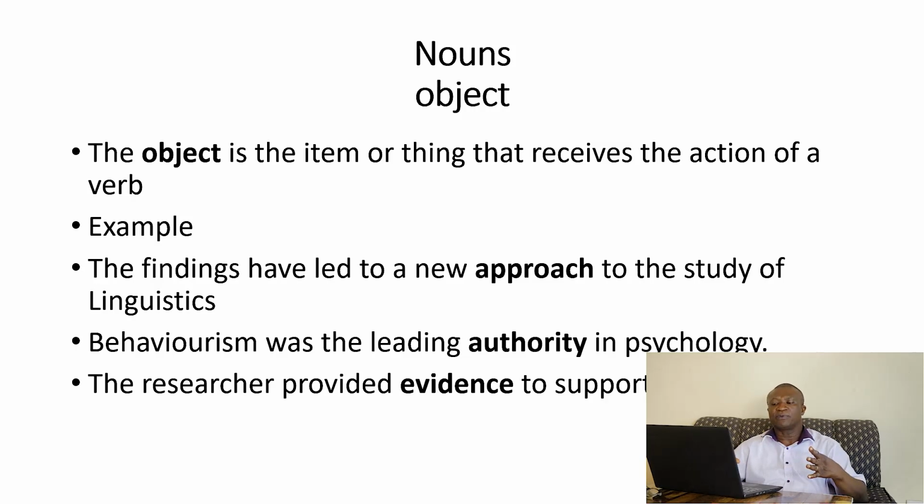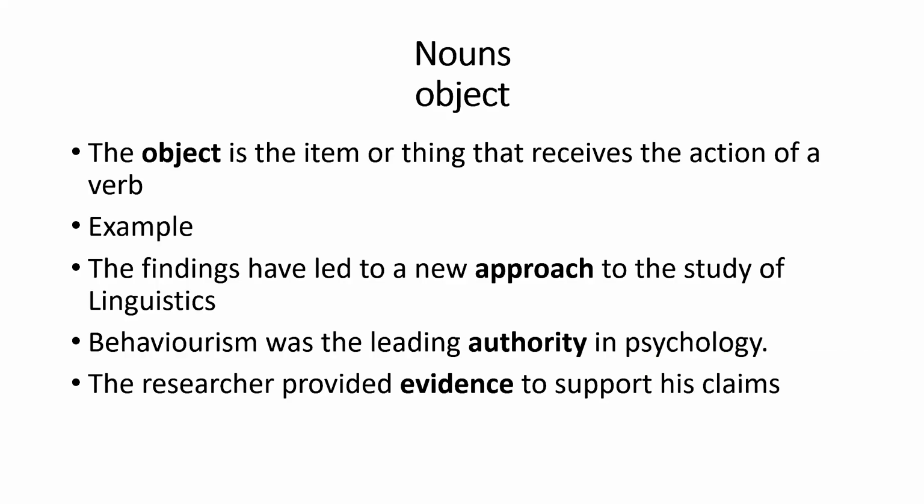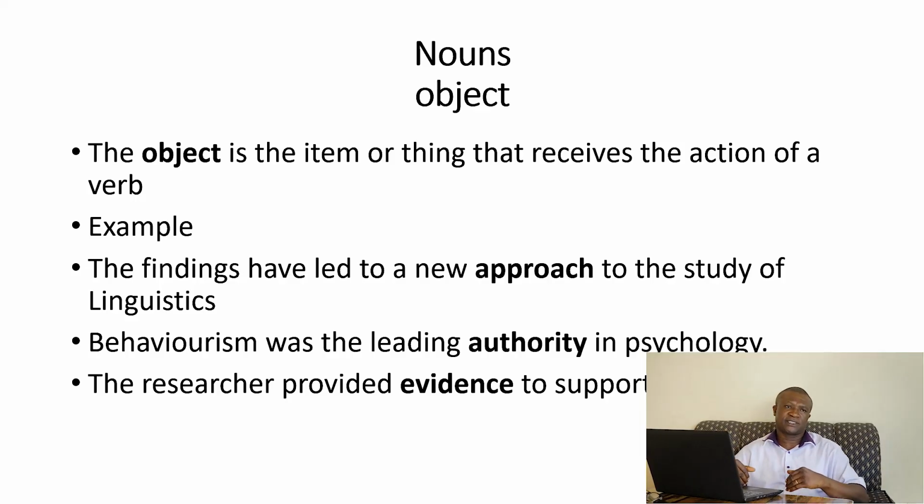The next example, "Behaviorism was the leading authority." The word authority in this sentence is at object position. The third example here, "The researcher provided evidence to support his claims." So the word evidence in the sentence is a noun, but at object position.